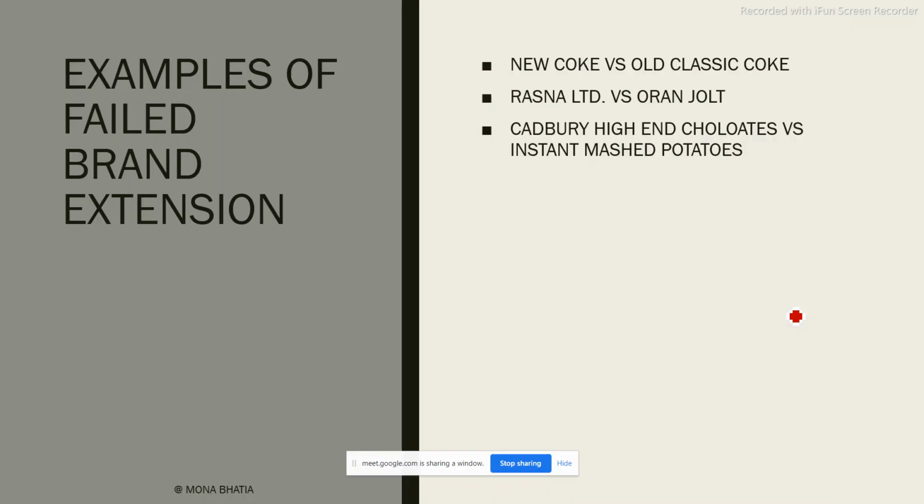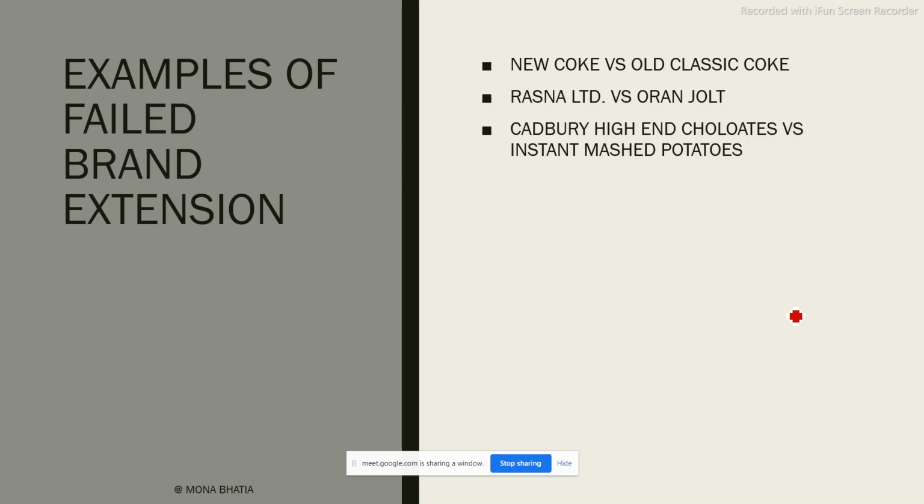Okay, now what are the examples? As I told you, sometime brand extension may fall flat totally, they fail miserably. Even with very very renowned brands it has happened. Okay, I'll tell you. These are the three examples which are very classic.